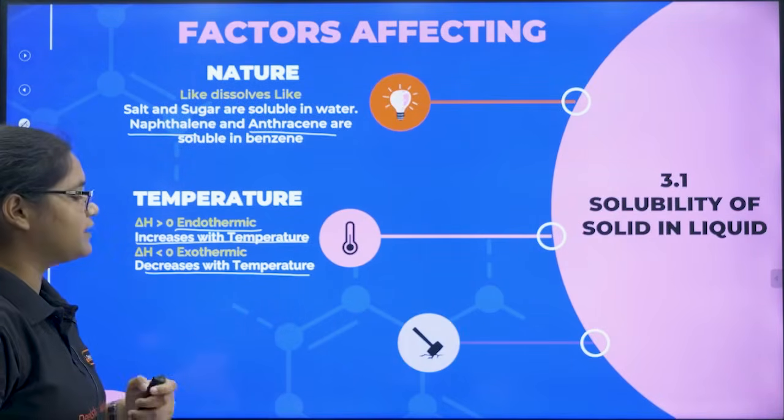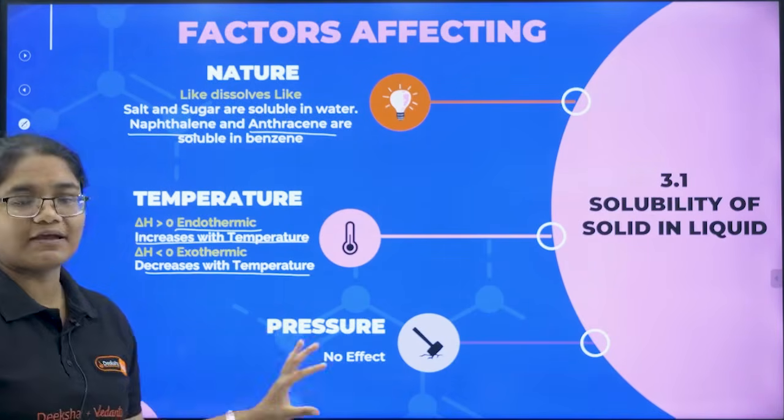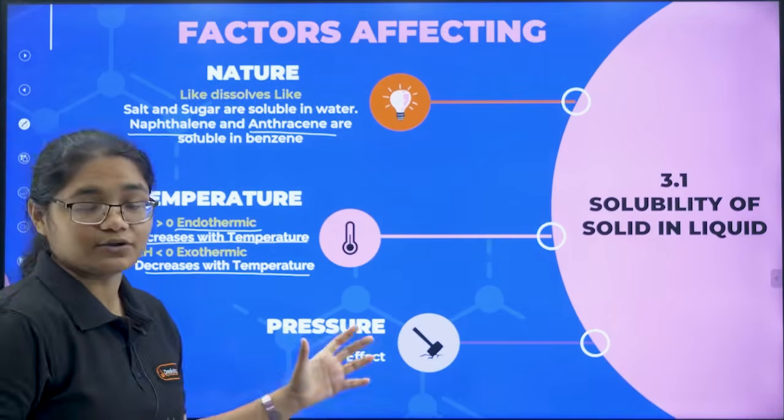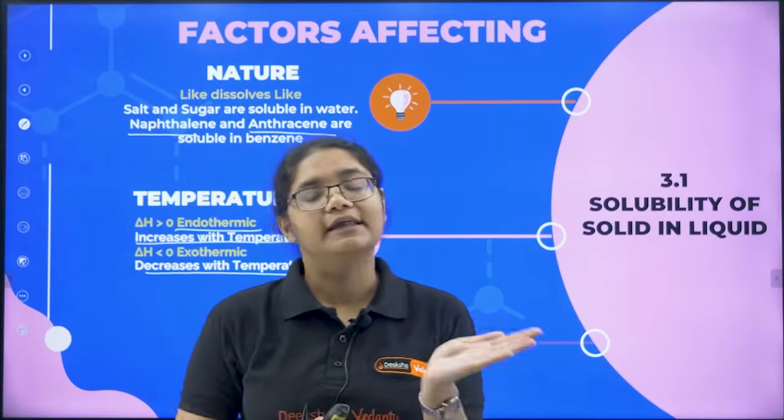Next, last factor we have is pressure. Okay, pressure. So solids do not have any effect, or pressure does not have any effect on the solubility of solid in a liquid.